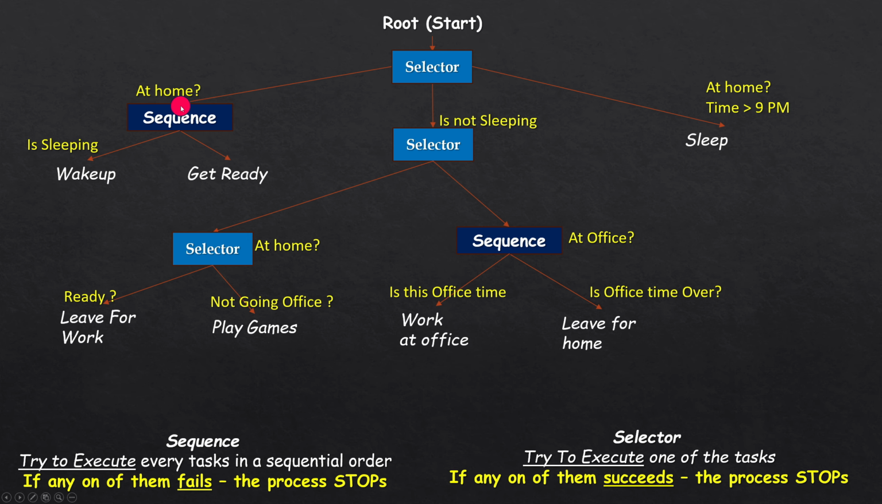First, the sequence node will have a decorator on top of it, which says, are you at home? So if you are at home, then I will allow you to execute. Otherwise, I'll give a fail signal. So let's say you are at home. So it gave a successful signal and then we will check the first task.